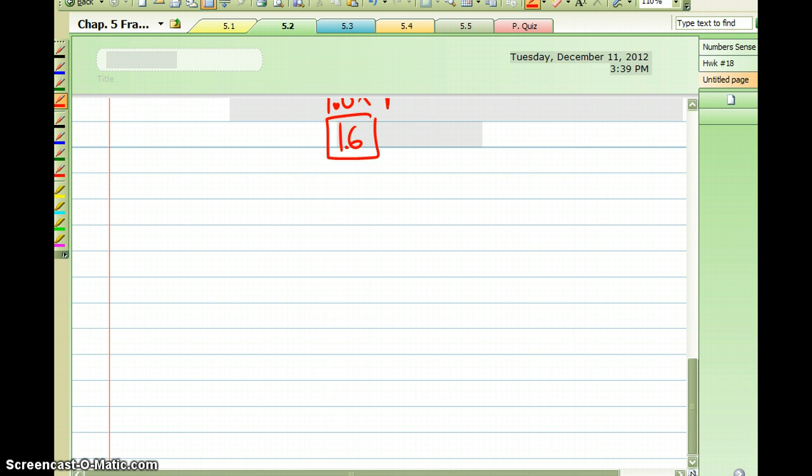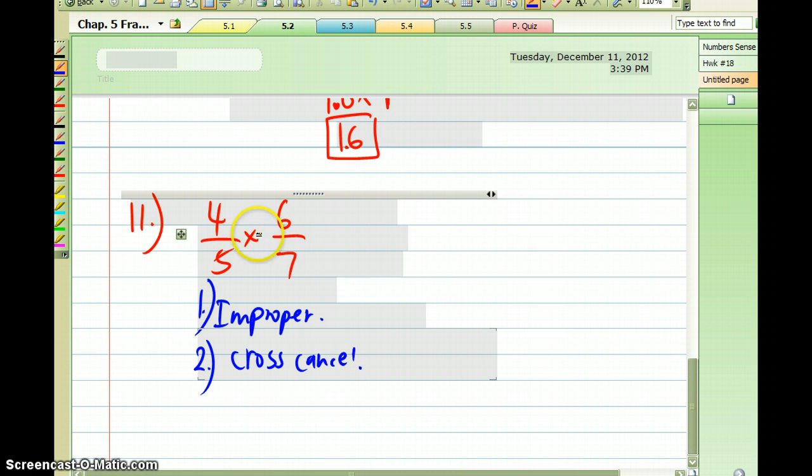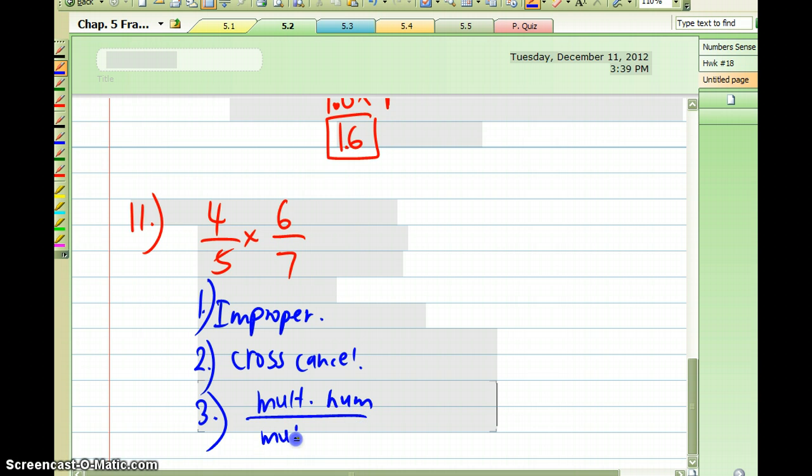Alright, we're going to continue on the little booklet, the back side. On number 11, when I multiply fractions, I can make improper first. Now I don't need to. Second step I would do would be to cross cancel. Now I don't have anything to cancel. 5 and 6 can't, 4 and 7 can't. So I'm going to skip that. And so step 3, I'm just going to multiply my numerators and then multiply my denominators, giving me 24 over 35, which would be answer letter C.